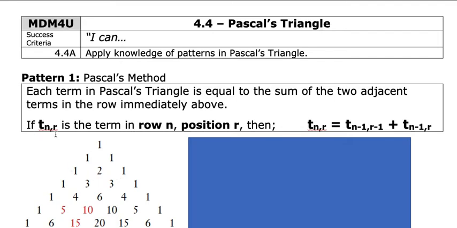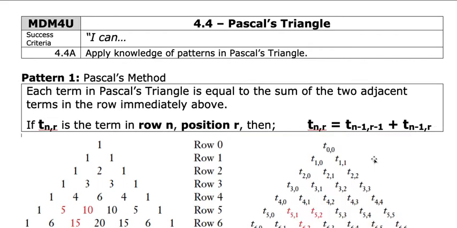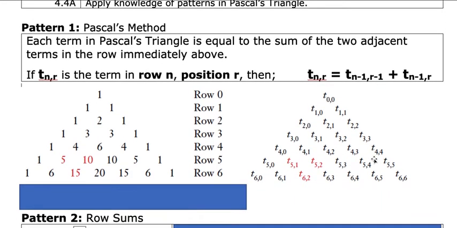So if T(n,r) is the term in the row n, position r, then T(n,r) is equal to T(n-1,r-1) plus T(n-1,r). Now this is an algebraic representation of adding the terms before. And these correspond to this right here. This is an index of Pascal's triangle, which helps us navigate it for many applications we will learn in the future, as well as in this lesson.